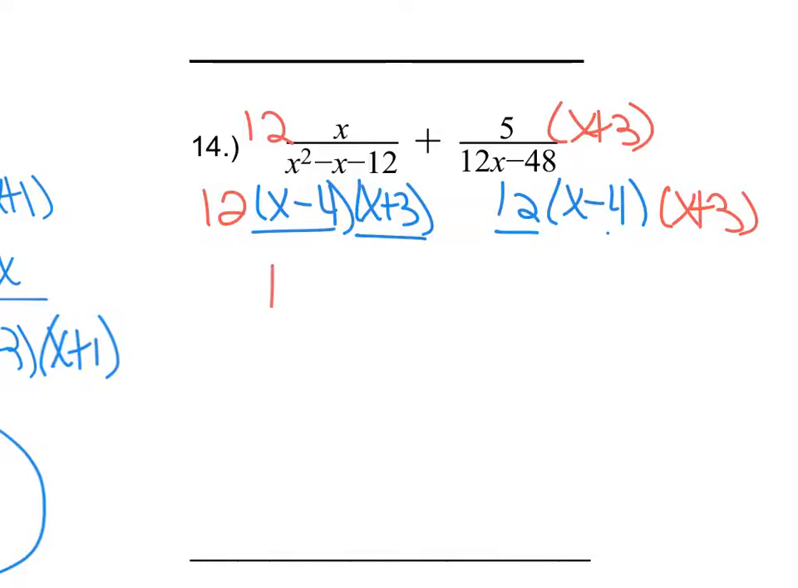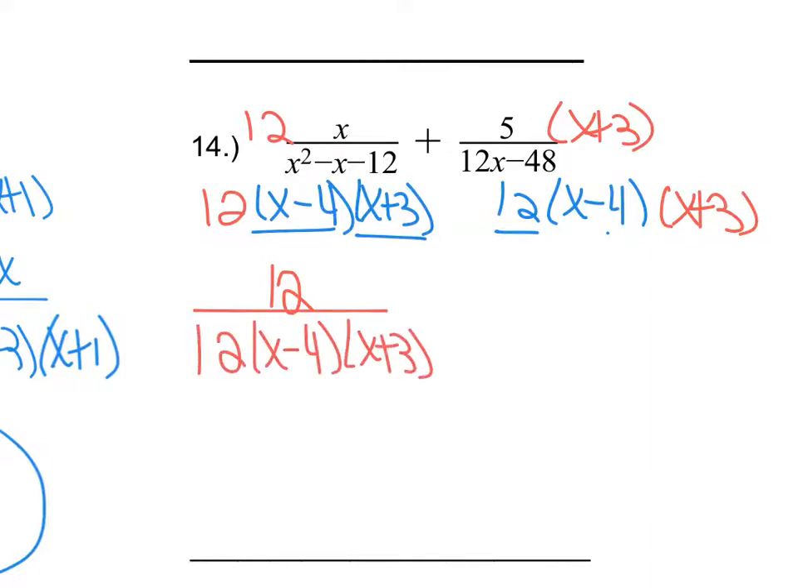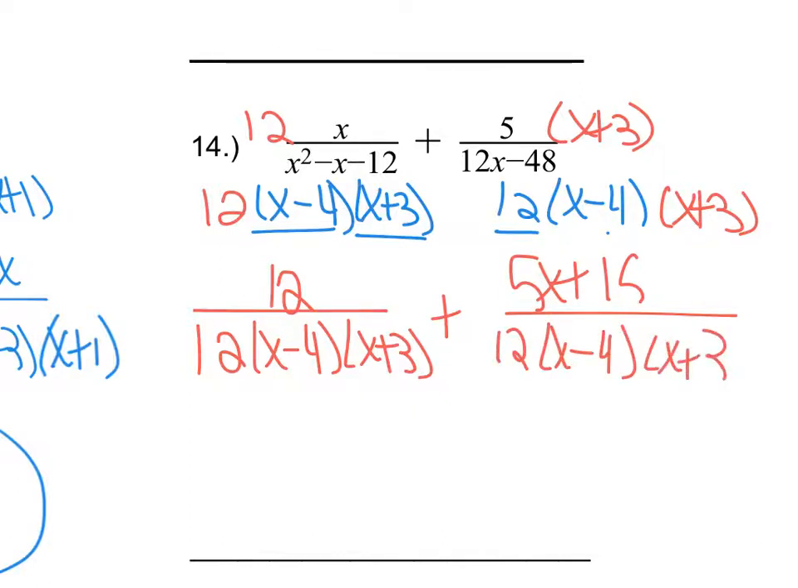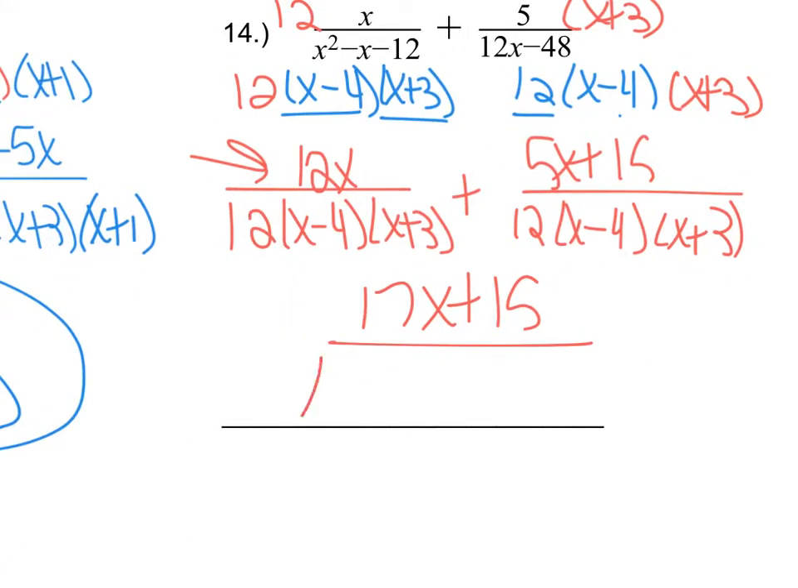Okay, so then I would have 12x over 12 times x minus 4, x plus 3, plus 5x plus 15 over 12 times x minus 4, x plus 3. When I put those together, I get, oh, sorry, my numerator up here should be a 12x. I put the wrong thing there. I would get 17x plus 15 over 12 times x minus 4, x plus 3.